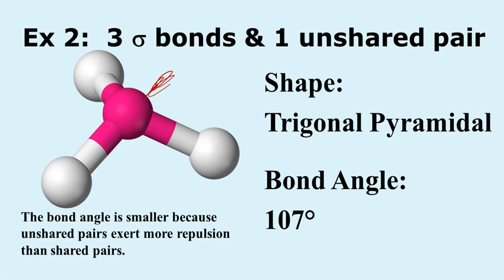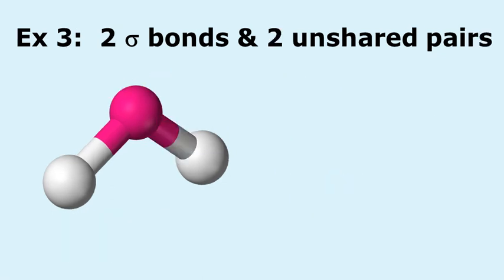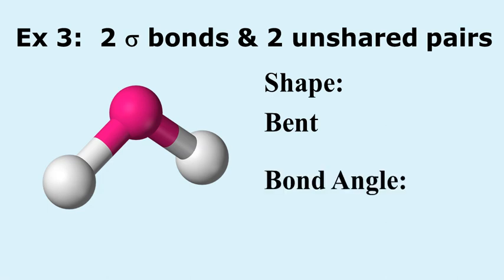Now, if we repeat this process and take away another one of those sigma bonds and replace it with another unshared pair, we have something like this. So 2 sigma bonds and 2 unshared pairs, that's called bent. And as you can probably guess, the bond angle is going to be a little bit less than the 107 we had before, because now we have 2 unshared pairs repelling even more. And so the bond angle is about 105 degrees in this structure, or about 104.5 degrees if you want to be really specific. So pretty close to 105.